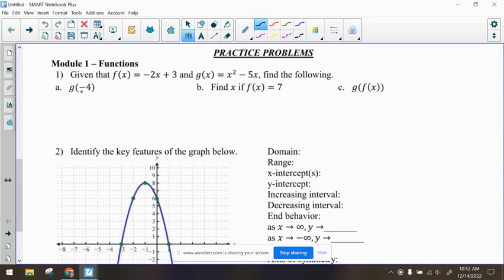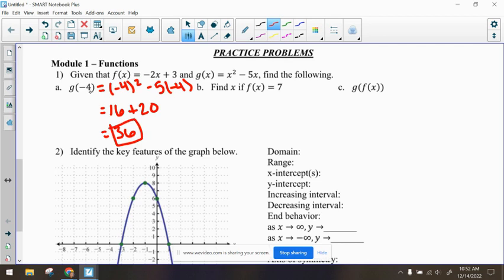That means that we're going to take negative 4, and for every x that we see in the g function, we're going to replace it with a negative 4. I'm going to put it in parentheses when I plug it in. And then we're going to evaluate it. Negative 4 squared is positive 16 plus 20 gives me 36. Most of the time, if I put in a number, I should get a number in return.